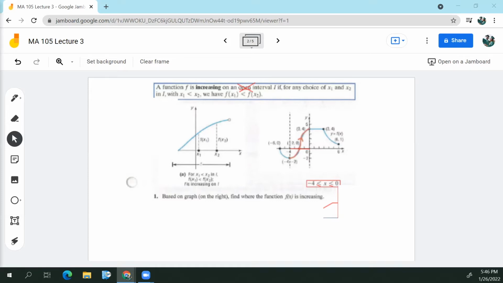All right, when we're talking about increase or decrease, don't worry, I have not forgotten the other parts of the bell ringer. We just hadn't covered it yet. So that's what we're doing now. A function f is increasing on an interval I if for any choice of x1 and x2 in I, x1 is less than x2, we have f of x1 is less than f of x2.